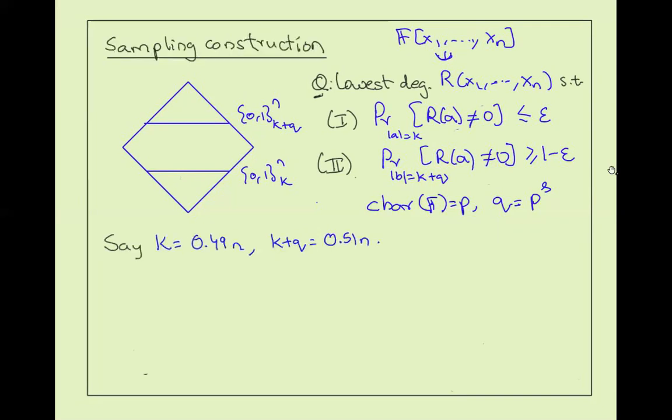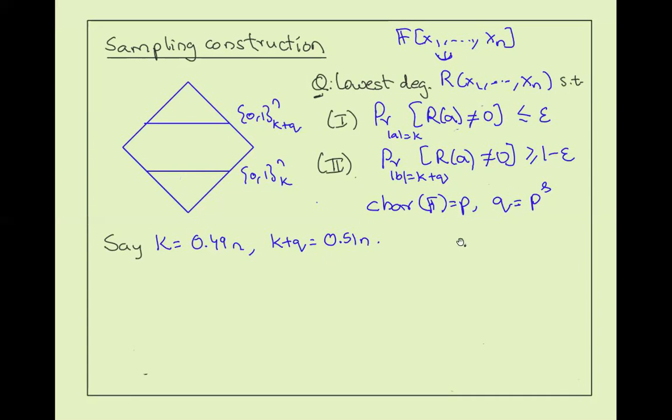Okay, so what is this construction? Well, the construction is very simple. It's just based on sampling. In order to describe it, let me instantiate k and q to specific values. So assume that k is a number slightly smaller than n by 2, so say 0.49 times n, and k plus q is slightly bigger than n by 2, say 0.51 times n. These exact settings of parameters are not important here. All that matters is that the separation between the two weights is a constant times n.